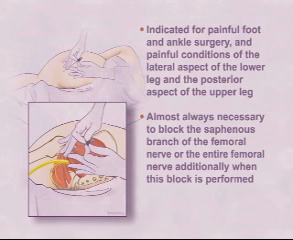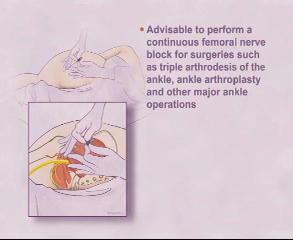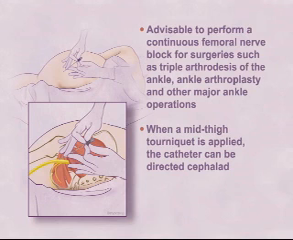It is almost always necessary to block the saphenous branch of the femoral nerve or the entire femoral nerve additionally when this block is performed. It is advisable to perform a continuous femoral nerve block for surgery such as triple arthrodesis of the ankle, ankle arthroplasty, and other major ankle operations. When a mid-thigh tourniquet is applied, the catheter can be directed cephalad. If a mid-thigh tourniquet is not being used but a lower calf tourniquet, a continuous popliteal approach to the sciatic nerve is probably a better choice.